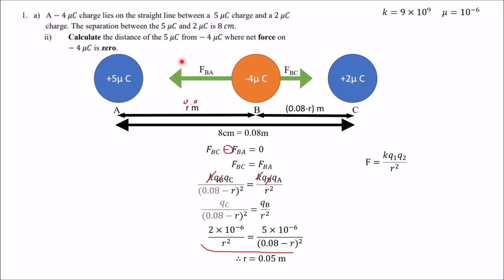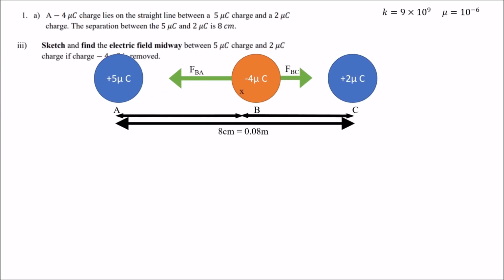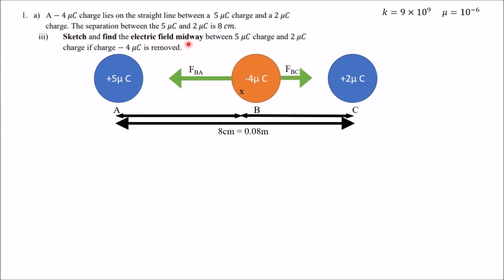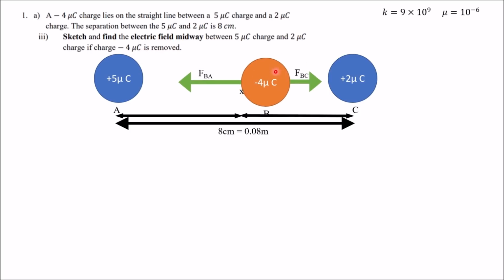Okay, let's move on to question 3. Sketch and find the electric field midway between the 5 microcoulomb charge and the 2 microcoulomb charge if the -4 microcoulomb charge is removed. So this one is removed, and then we look at the midway. So we make a point over here and name it X. Because it's midway, it will be 0.04 meter over here, because the total is 0.08 divided by 2, 0.04. And we want to find the electric field.